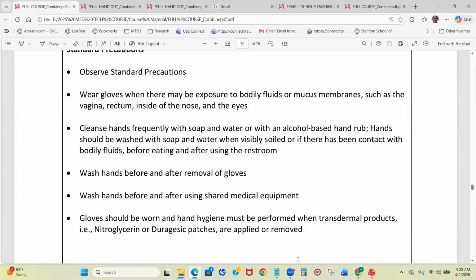A pain patch is a transdermal product. Dermal means skin. So on top of the skin, you put a patch, a pain patch. Or you have a resident that smokes and they cannot smoke in the facility, so the doctors prescribe a nicotine patch. We also have the nitroglycerin patch. Nitroglycerin is used for chest pains. And then there are duragesic patches, meaning pain patches.